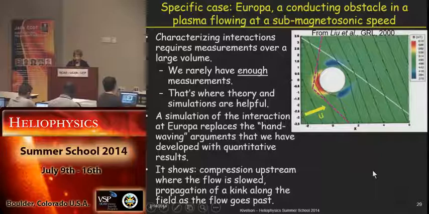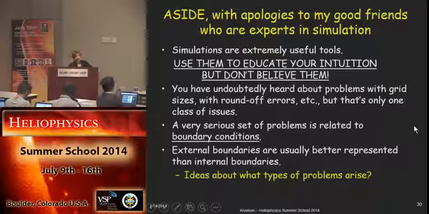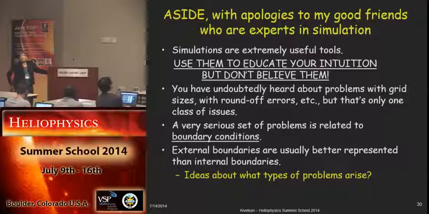It also shows a second kink back here where the field magnitude begins to decrease and the second compressional wave begins to contribute. So, with apologies to my friends who are experts in simulation, simulations are extremely useful, and I see one of my simulator friends smiling. Use them to educate your intuition, but don't believe them. You've heard about problems, I think, earlier this week, last week, with grid sizes and round-off errors. But that's only one type of issue. And to me, the most serious is boundary conditions.